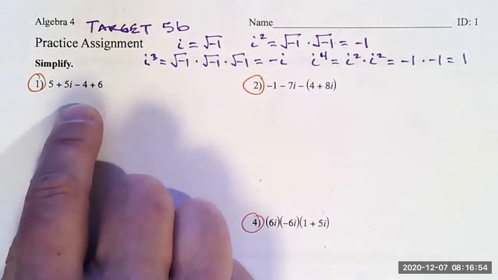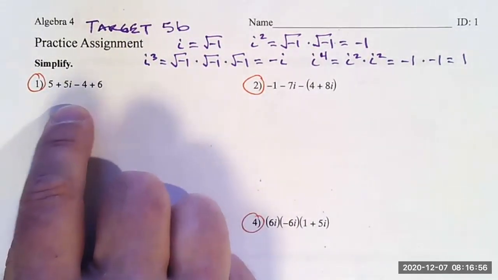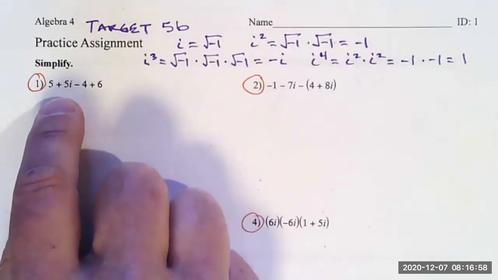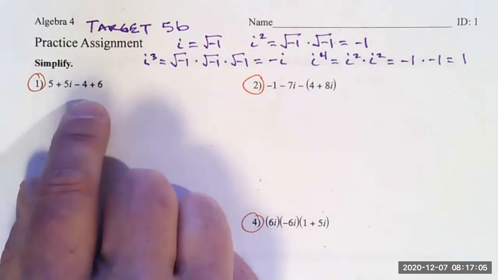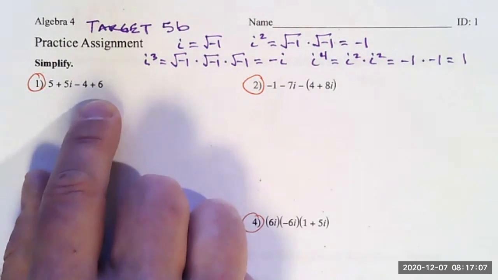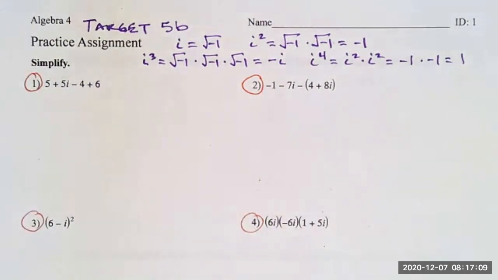So the first type of problem, again, we're going to be adding imaginary numbers to real numbers. They're all part of the family of complex numbers, but imaginary numbers have the i attached to them. It looks like 5 is the coefficient of i, but 5i is an imaginary value. Real numbers 5, -4, and +6 can be combined.